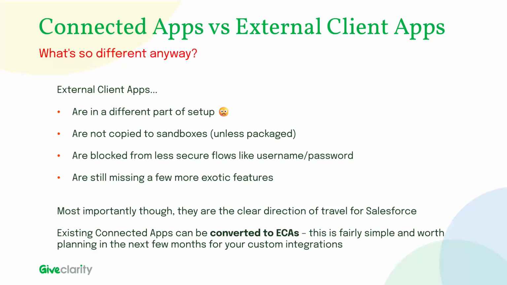There are a couple of less secure flows that are blocked. The username-password flow, which is now considered not very secure, is not allowed in external client apps. Historically there has been quite a feature gap with connected apps. I think there are still one or two unusual things missing, but for the most part, there's almost feature parity.